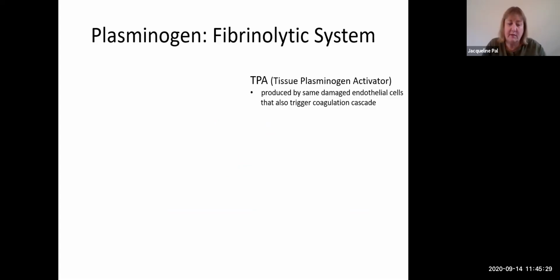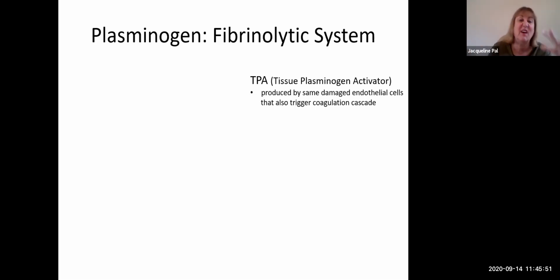Talk about factors that are going to affect that blood clot or that thrombus that's been formed. And the first thing we want to talk about is the fibrinolytic system, which involves a protein known as plasminogen. But we need to start at the beginning. And the beginning of this system is something that's called a tissue plasminogen activator.